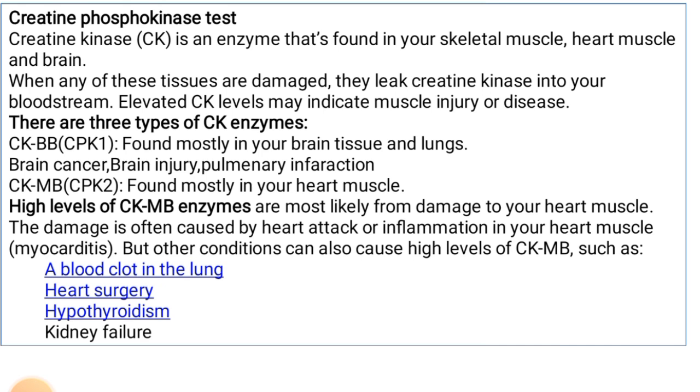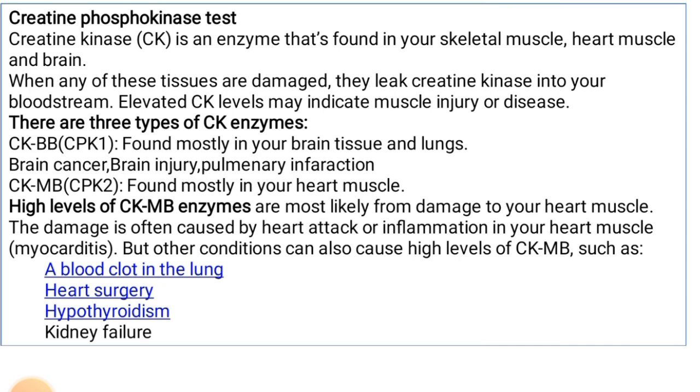But there may be supplementary conditions, if the person has a blood clot in the lungs, heart surgeries, hypothyroidism, or kidney failures. If these conditions are also present in the body, there may be a chance that CKMB will be present in a higher amount in the blood also.